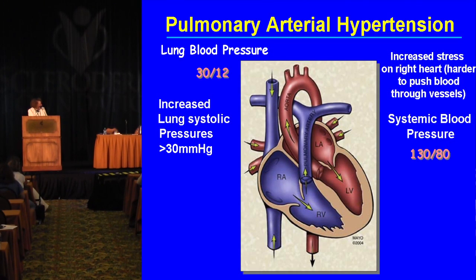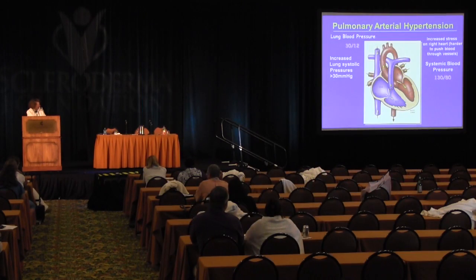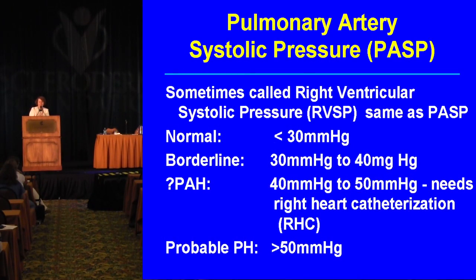And so this is, I guess, does this have this? Oh, this one doesn't have it. Okay. All right. Wait a minute here. Oh, there it is. Okay. So there's normal. 30/12 is normal. And we have normal systemic pressures. And that didn't work. I had this backwards.